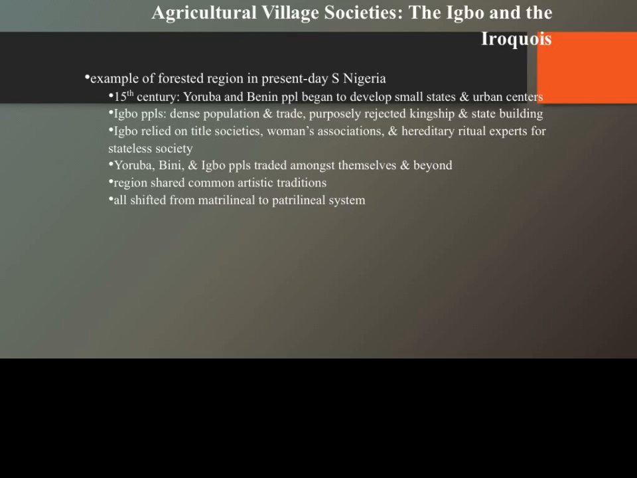The Yoruba, the Bini, and the Igbo peoples traded among themselves and even beyond that with their neighbors. The region shared common artistic traditions, and they all shifted from what began as matrilineal systems to patrilineal systems.